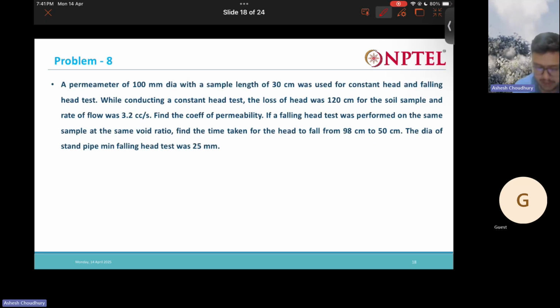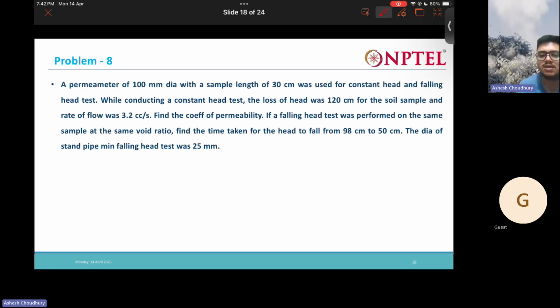Let's see the next problem. A permeameter of 100 mm diameter with a sample length of 30 centimeter is used for a constant head and falling head test. While conducting a constant head test, the loss of head was 120 centimeter for the soil sample and the rate of flow was 3.2 centimeter cube per second. Find the coefficient of permeability.